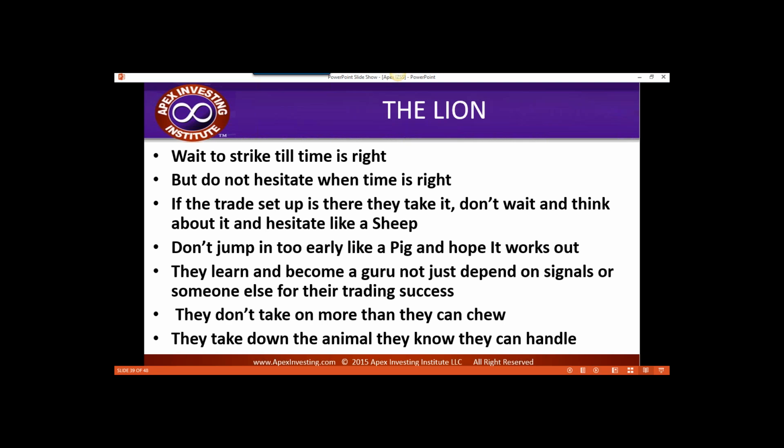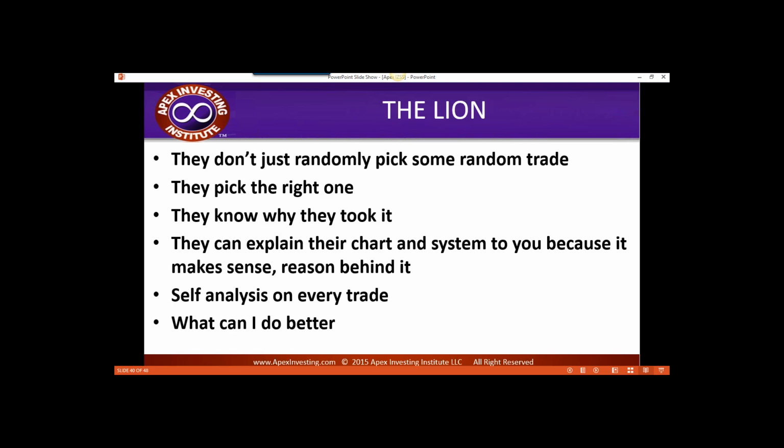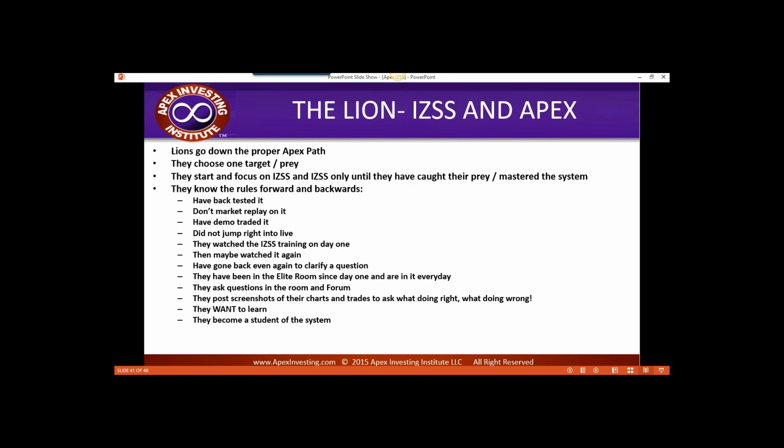Okay? They don't just randomly pick some prey. They don't randomly pick some trade. They pick the right one. They know why they took it. They know what they were looking for. They've got their system down to where it's not cluttered with 10 billion different things that make no sense. It's ABC, 1, 2, 3. There's a reason behind it, and they can teach you. They can explain it to you. I got in here because of this. I'm trailing my stop because of this. I'm getting out because of this. They're always self-analyzing. What could I do better?